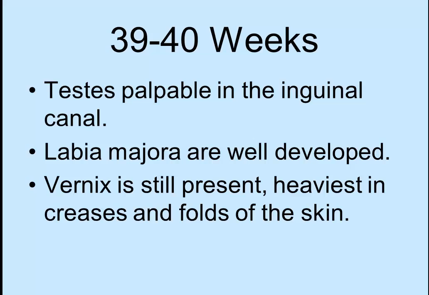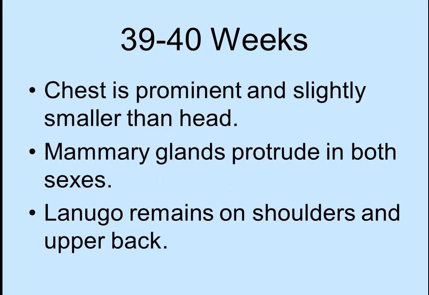The labia majora are well developed, and vernix is still present, but you'll find it in the creases and the folds of the skin. Now, once babies reach this 39 to 42 week time period, because that vernix is gone and is no longer protecting their skin, we're going to notice they have more dried out, peely, flaky skin. The chest is prominent and slightly smaller than the head. Our mammary glands protrude in both sexes, and lanugo sometimes still remains on the shoulders and back.